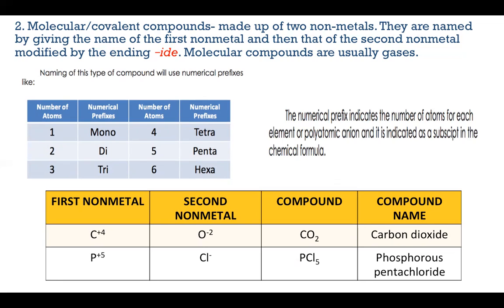How about phosphorus plus chlorine? You have PCl5. So your phosphorus, the same name, wag mong baguhin, pero yung chloride mo, yung chlorine mo, change the ending IDA from chlorine, naging chloride. Since 5 yan, ang chlorine, so naging penta siya. So you have to write pentachloride.